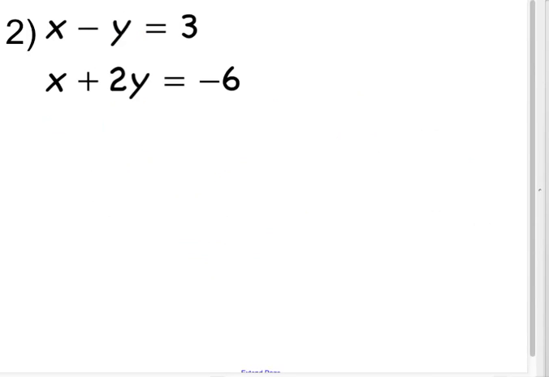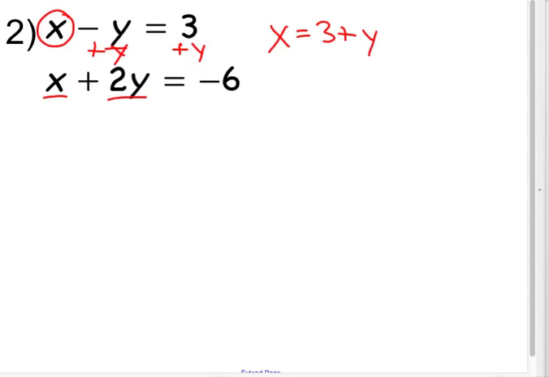This one, we get x minus y equals 3 and x plus 2y is equal to -6. There's several things we could do here. I think the easiest thing is we solve for this x. We could solve for this x or this y. I would stay away from this y because of the negative in front of it, and I would stay away from this y because of the 2 in front of it. So I'm going to solve for the initial x by adding y to both sides. So my substitution equation is x equals 3 plus y.